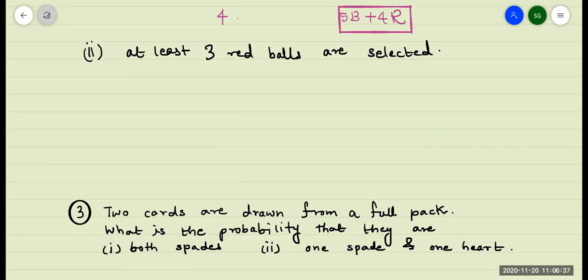Now, what is at least 3 red balls? चारातनं at least 3 रेड आले पाहिजेत. हे जे 4 आहेत, या चारात at least 3 रेड पाहिजेत. बरोबर? So now, how one can do this? Thinking, this is my thinking.